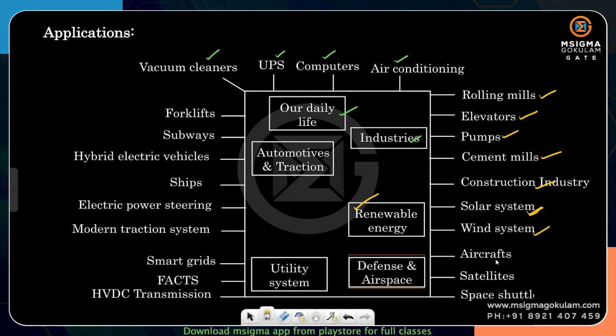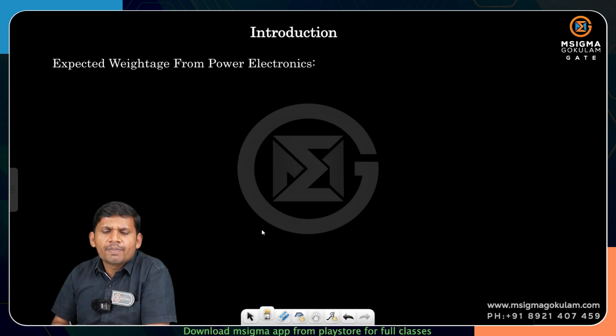Then in defense and aerospace, that is aircraft applications, satellites and space shuttles also we are using the power electronic circuits. In automotive and traction application point of view, forklifts, subways, hybrid electric vehicles, ships, electric power steering, modern traction system, in all these we are using the power electronic circuits. In utility system, mainly in smart grids, FACTS and HVDC transmission, we are using the power electronic circuits, friends. Okay, that you have to consider. These are the applications of the power electronic circuits.